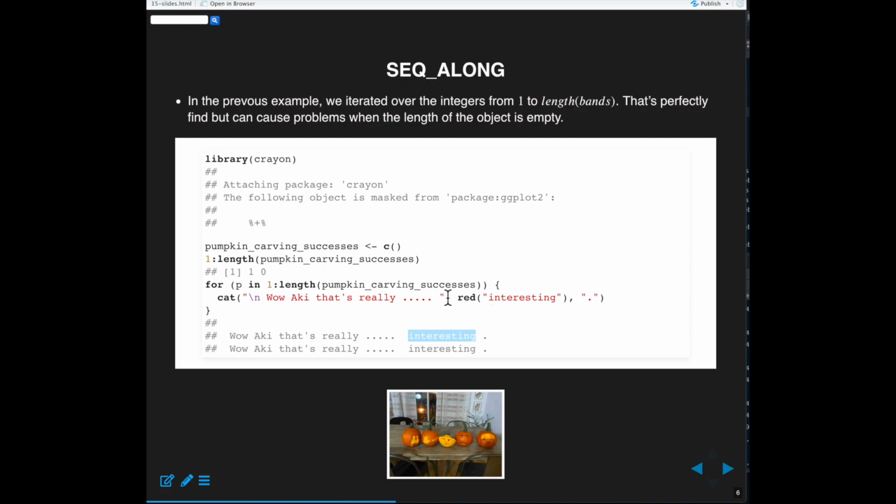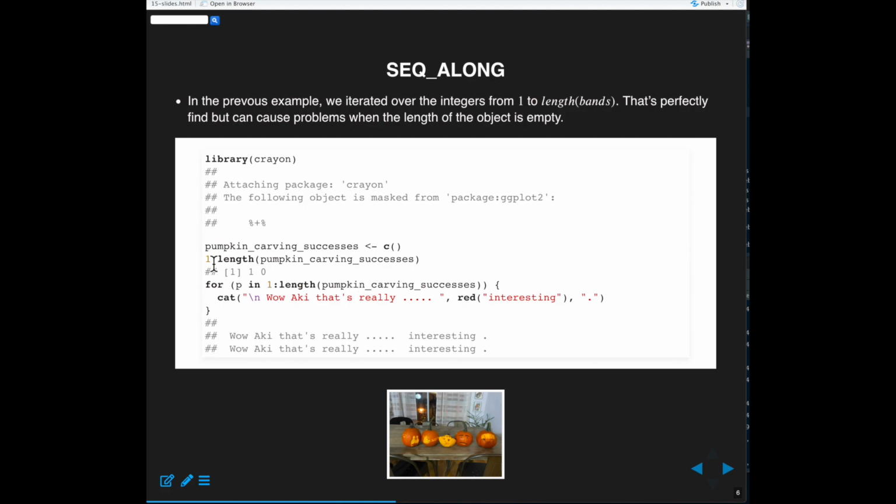If you want to change your output text to different colors, you can use this crayon package. It's not really important here. So here, Aki's pumpkin carving success is going to be the empty set, right? And you can witness that down below with this picture.